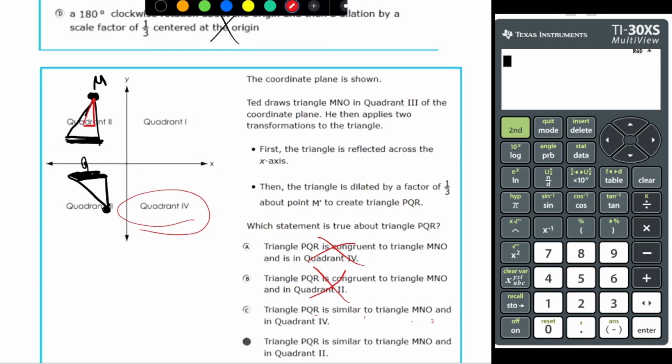Quadrant 4 is notably over here. Where is my shape? Notably not over there. It is in fact in quadrant 2. You would have been in quadrant 4 if you reflected over the y-axis, but we didn't. We reflected over the x-axis. So we ended up in quadrant 2, which is choice D.